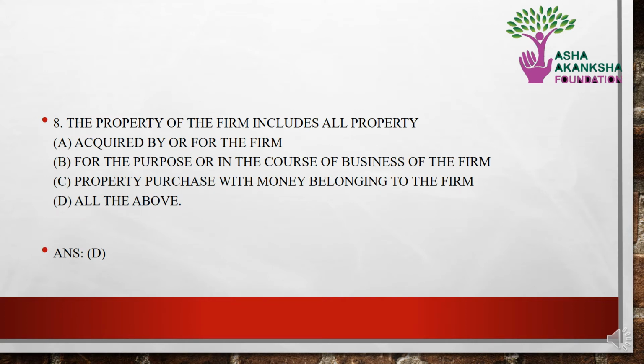The next question is: the property of the firm includes all property, which options are A, are acquired by or for the firm, B, for the purpose or in the course of the business of the firm, C, property purchased with the money belonging to the firm, or D, all of the above. The correct answer to this question is option D, that is, all of the above, which means that the property of a firm includes all property which is acquired by or for the firm, which is acquired for the purpose or in the course of the business of the firm, and the property purchased with the money belonging to the firm.